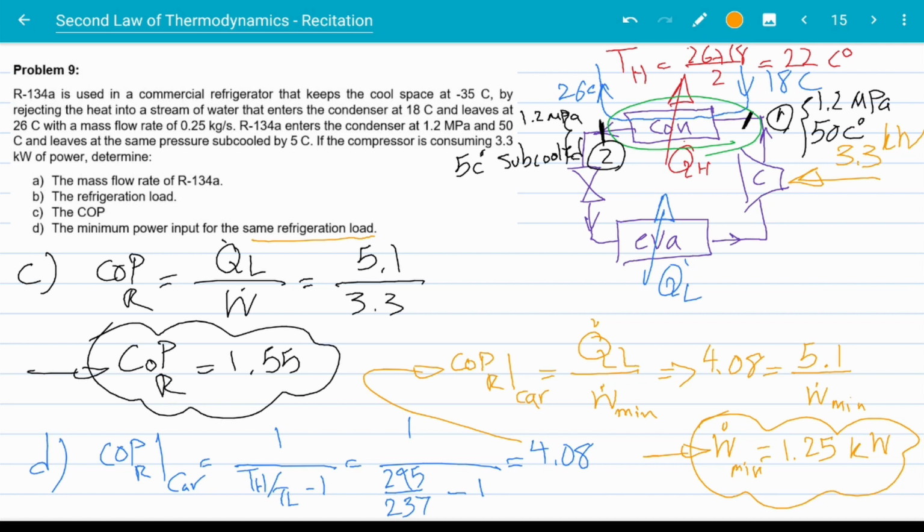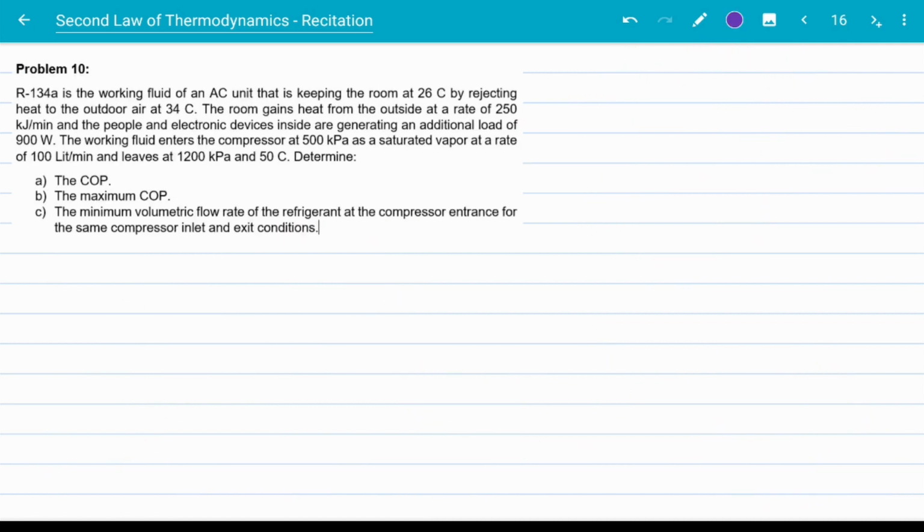Again, we were asked to find the minimum power input of a power consuming cycle. That is your clue to go for the Carnot coefficient of performance equation. Okay, problem 10, our final problem.